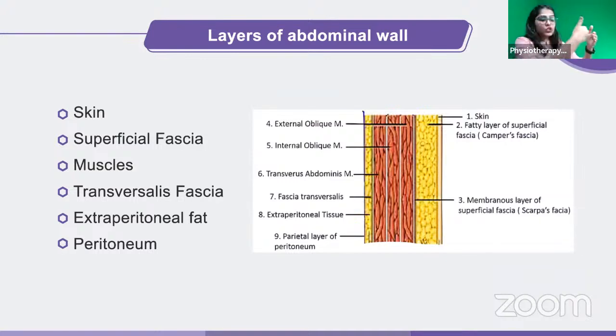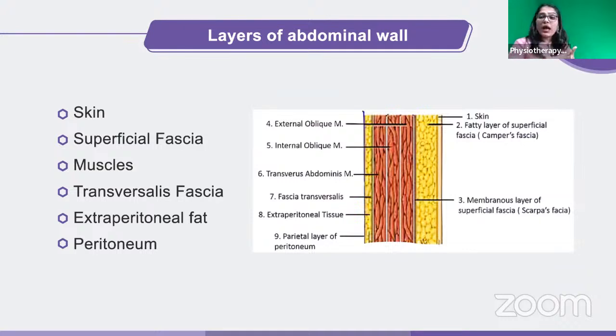So skin, superficial fascia, then there are muscles. What are the muscles of your abdomen or core? Majorly, there is rectus abdominis, external oblique, internal oblique, transversus abdominis, pyramidalis. These five are the major muscles which you will see in your anterior abdominal wall. After these muscles, you can see the transversalis fascia, because transversus abdominis is the last layer of muscle on the anterior side. That is the reason why you have transversalis fascia last.